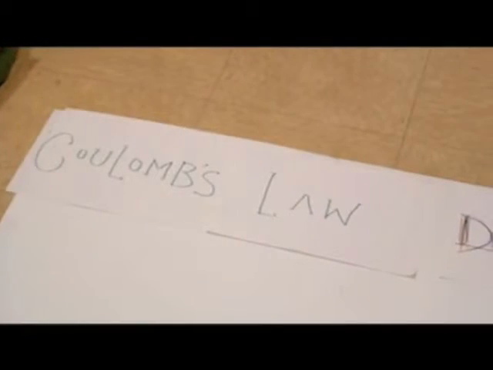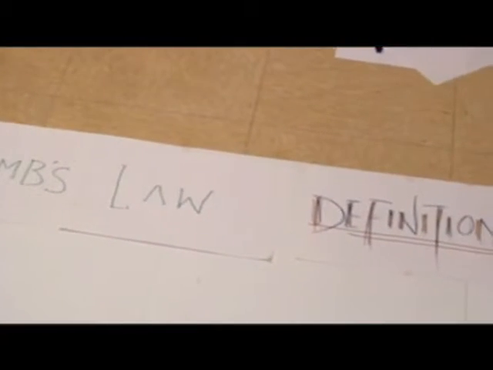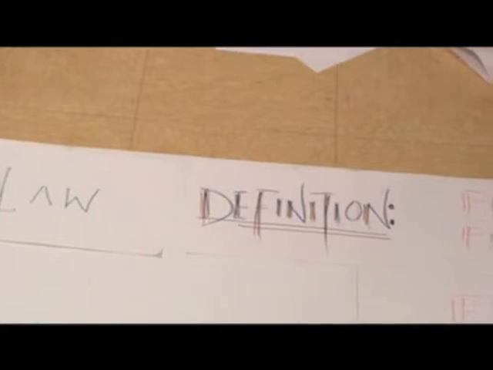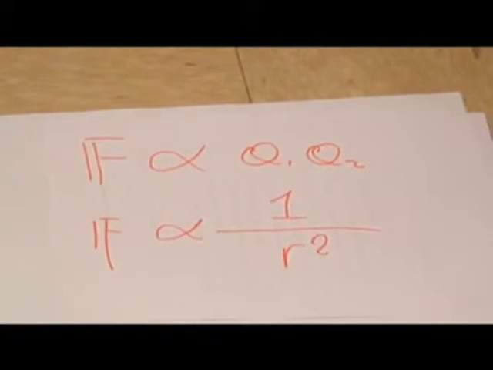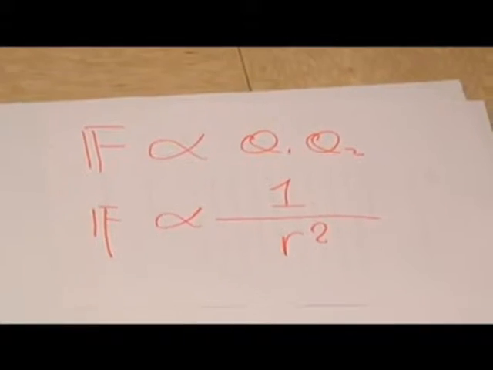Now let us look at why Coulomb's law can be derived in our way. First, we need to look at our definition. The first one is that the electrostatic force is proportional to the two charges, and the second one is the inverse square law of the distance.